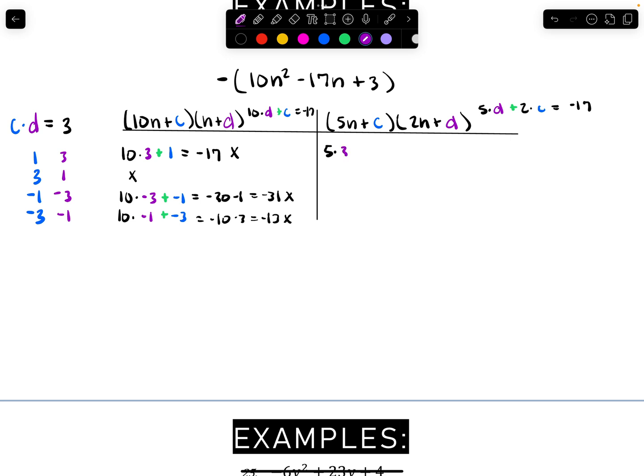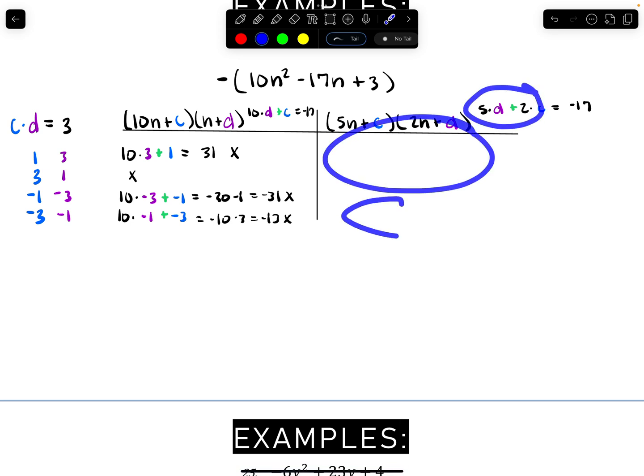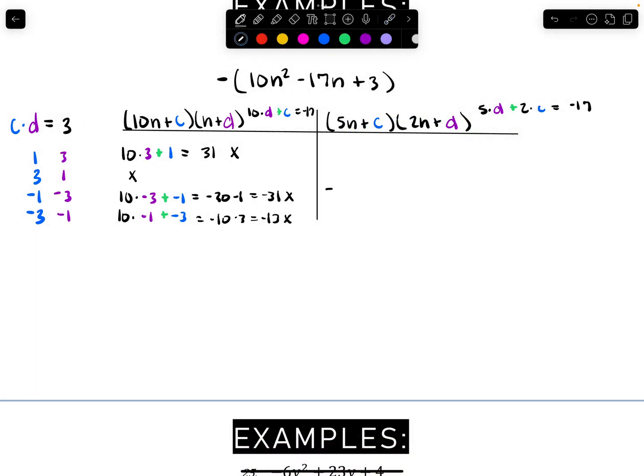Well, let's see. 5 times 3. And again, the positive numbers won't work because they're going to give us positive guys, right? That gives us a positive 31. Same thing over here. Positive, positive, it's not going to give us a negative. So we're going to start by looking at these negative guys. So 5 times negative 3 plus 2 times a negative 1. That's going to give us a negative 15 minus 2, which gives us our negative 17. That's what we wanted.